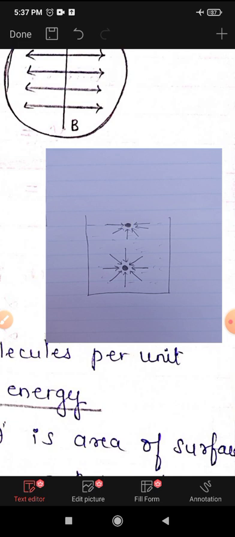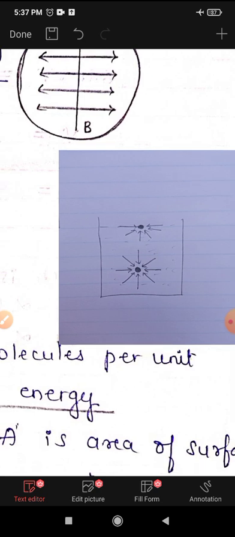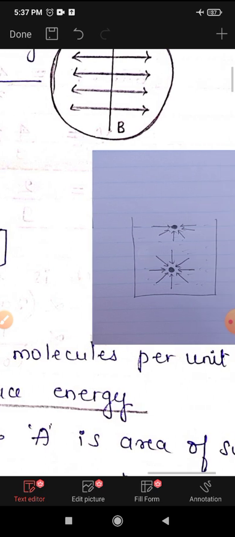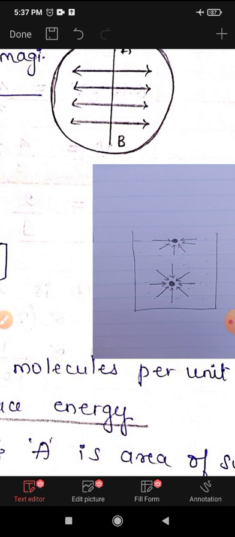But when we take the molecule at the surface of the liquid, it will have forces due to the liquid molecules inside the surface, but it will also have forces because of the vapors or the air above the liquid surface. So because of these vapors or the air, the surface molecules will experience a downward force.